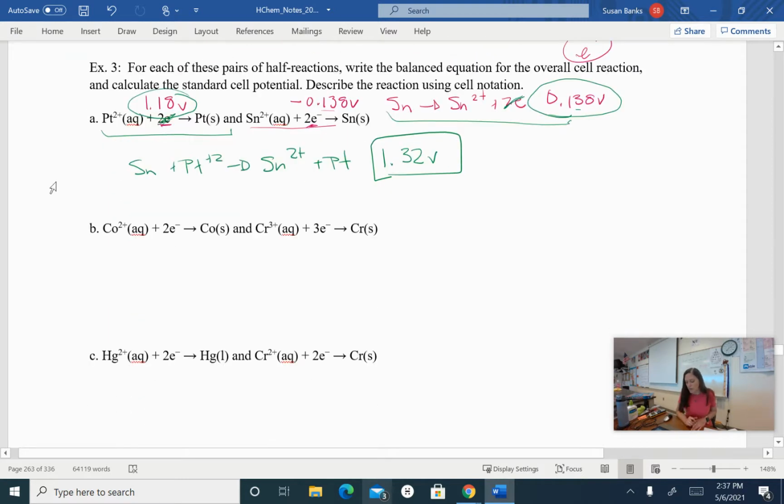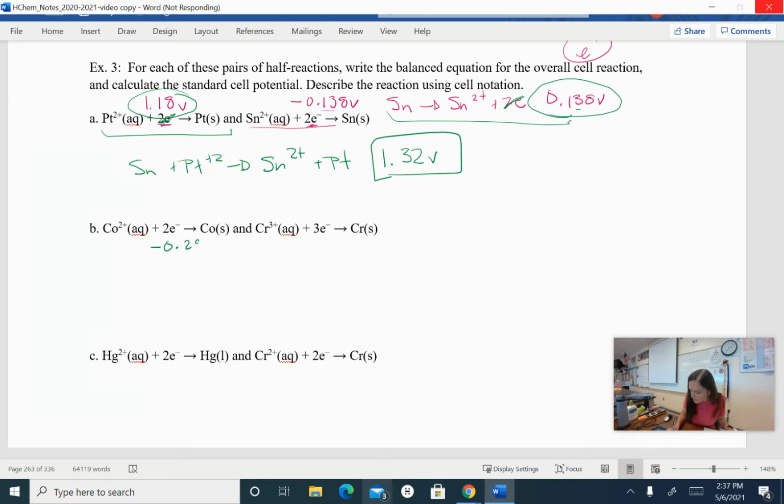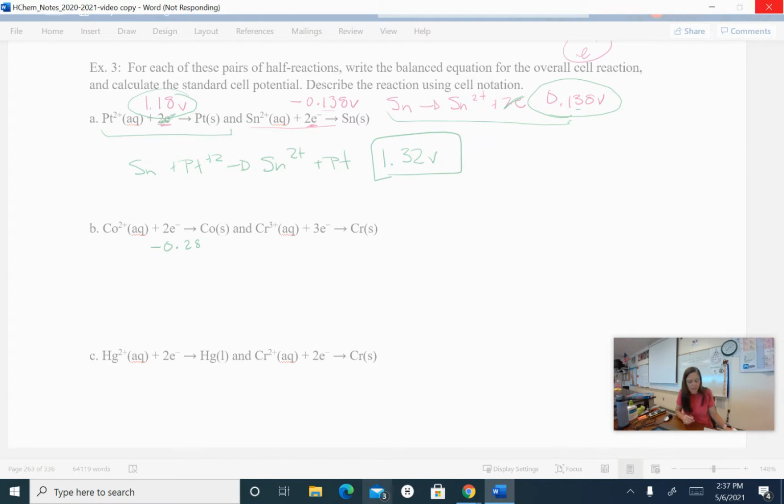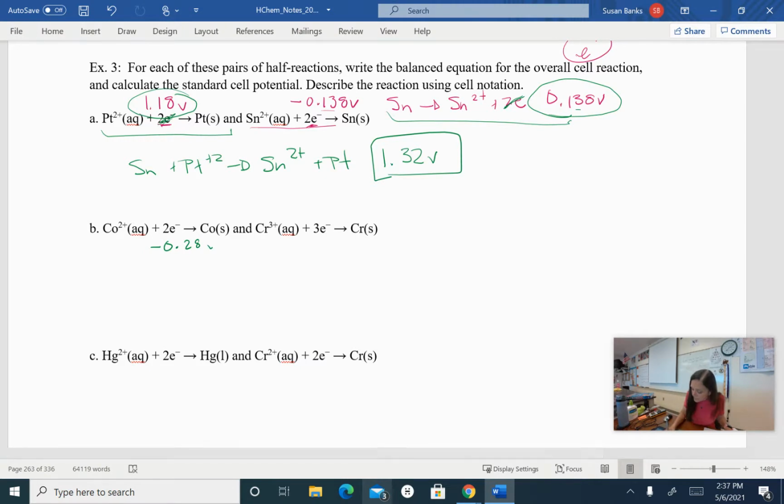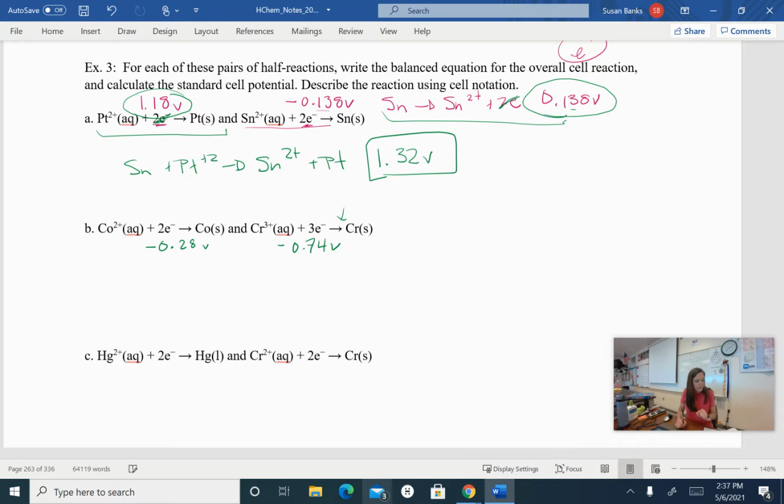We've got cobalt plus 2 electrons going to cobalt solid, and we've got chromium 3 plus 3 electrons going to chromium solid. First thing we have to do is look up these cell potentials. If I go to the table a couple pages ago, cobalt is a negative 0.28 volts. And chromium is a negative 0.74 volts. Okay, so which one has the lower value? Chromium does.